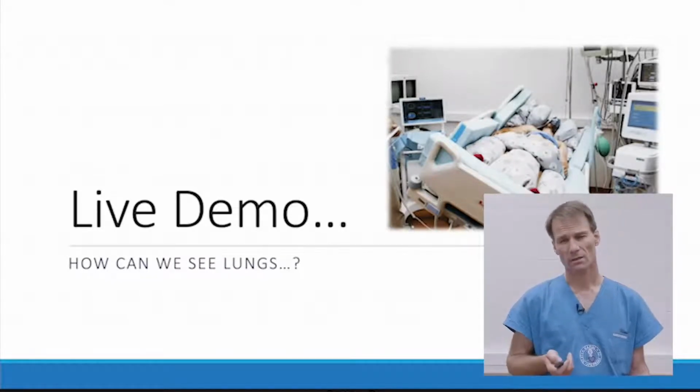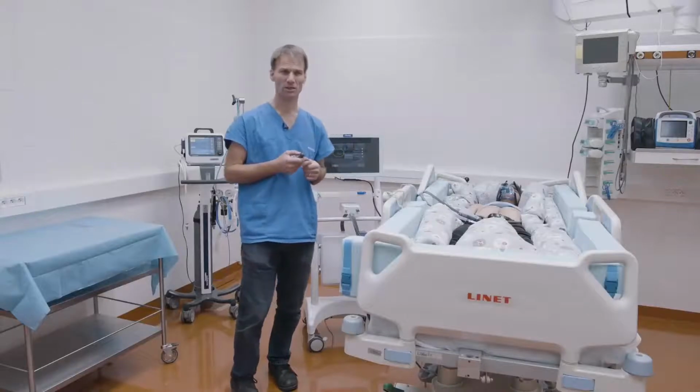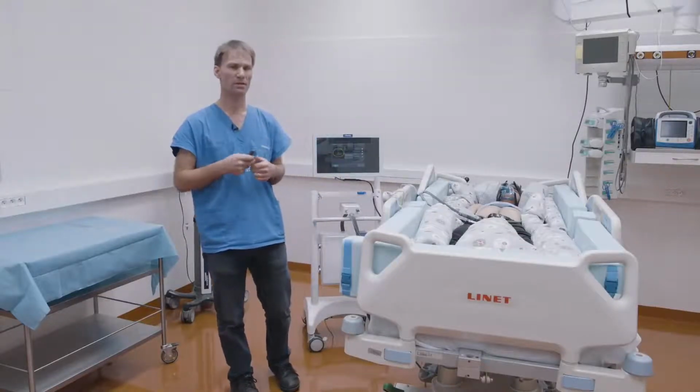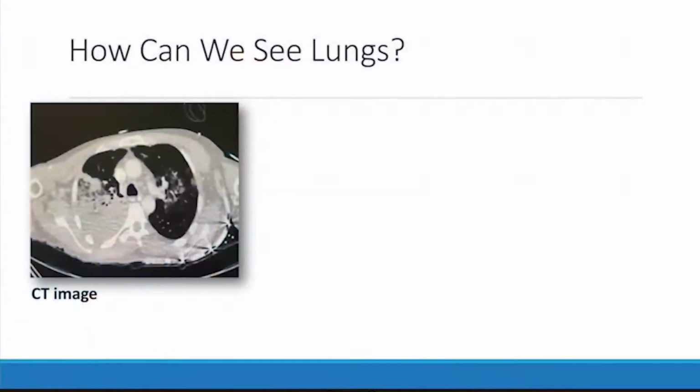How can we see the lungs? Well, of course, CT image is a very nice way to see what's happening inside the lungs. However, it's static and offline, we need to move somewhere, it requires transportation, it shows us only an anatomical picture, not real breathing. It's radiation, of course.